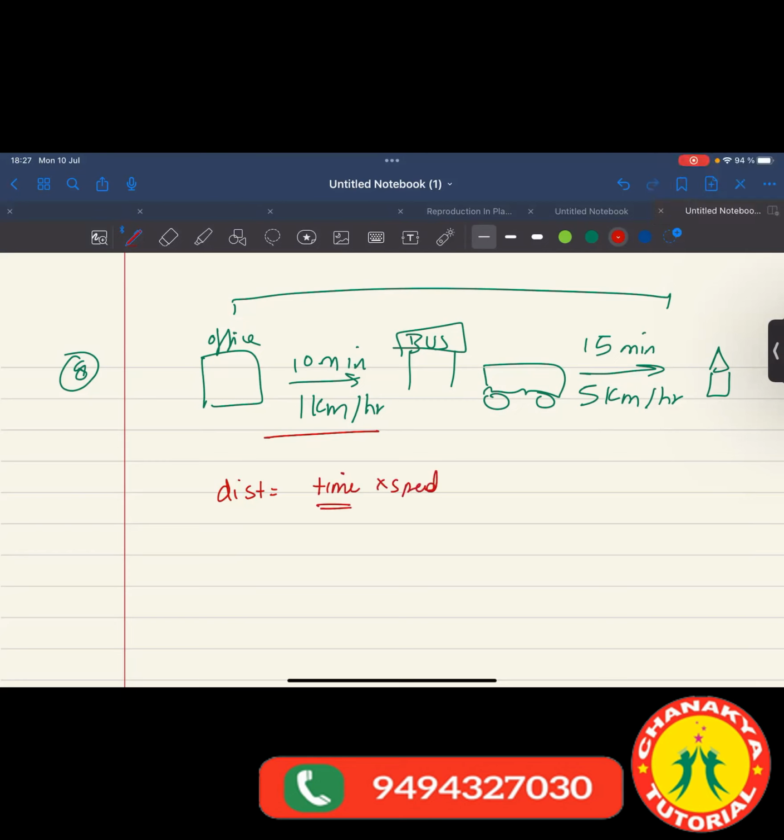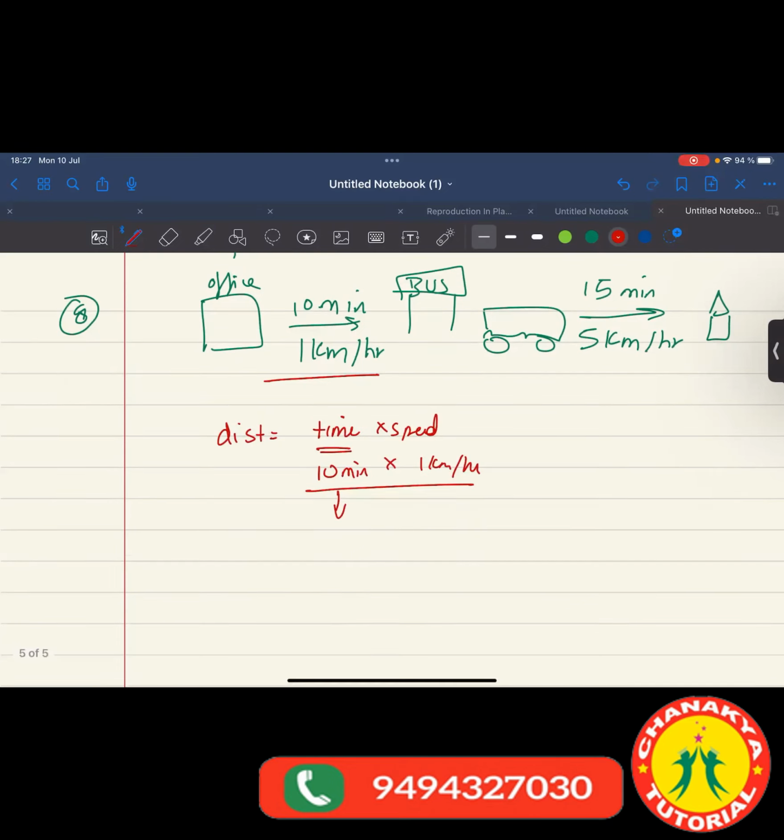So you know that the time is 10 minutes and the speed is 1 kilometer per hour. Brilliant people, you all are. You must have multiplied directly 10 into 1. But you should know you should convert 10 minutes into hours. So 10 by 60. I got 0.16. 0.16 into 1, which is again 0.16 kilometers. This is the distance from the office to the bus stop.